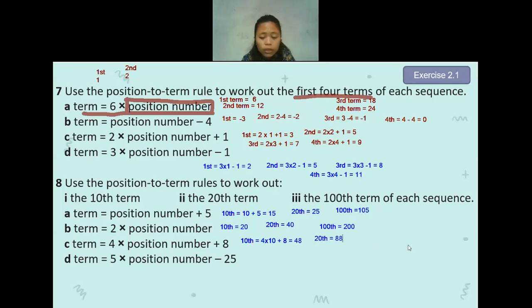Thank you to those who already typed it through the chat. Now for the 100th term, how many will it be? 208. Okay, good job. Anyone still getting confused? No? Okay. Now let us continue to 8D. What is the 10th term?